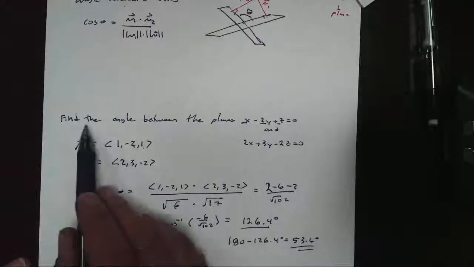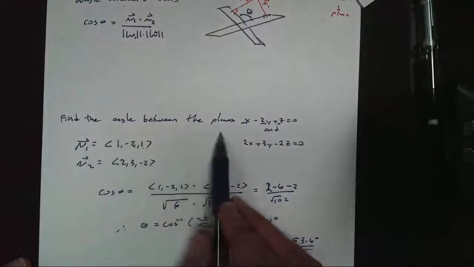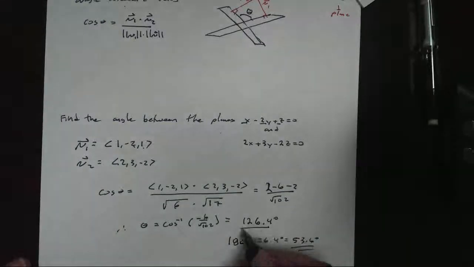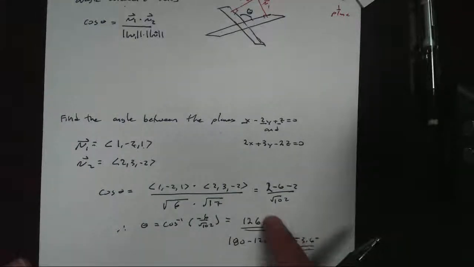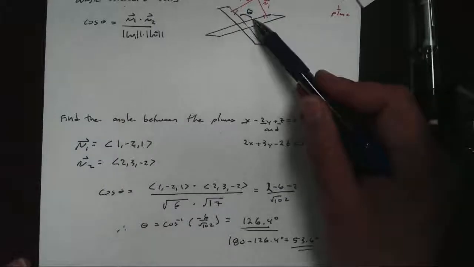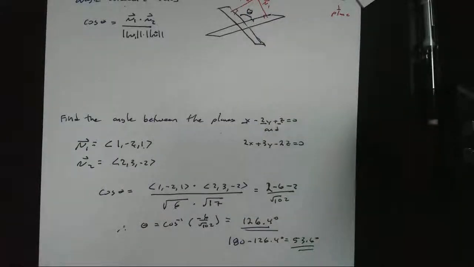Some people argue, but you weren't specific. Find the angle between two planes. So, hey, have both of them. If we have these two planes intersecting, one's going to be 126 degrees, one's going to be 54 degrees.